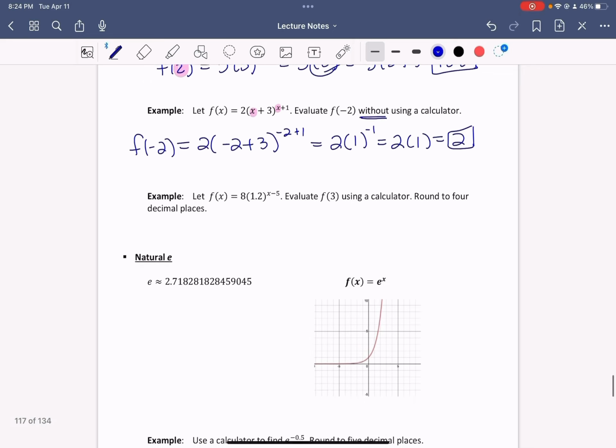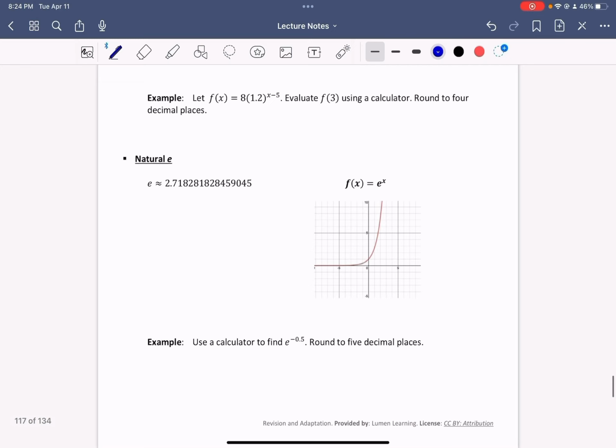Let's look at this next one. It says, let f of x equal 8 times 1.2 to the x minus 5. Evaluate using a calculator, round to 4 decimal places. And so f of 3, again, we're replacing x everywhere in the problem with our new value of 3. So it gives me 8 times 1.2 to the 3 minus 5. Now, I might want to go ahead and clean that up myself. That would give me a negative 2. And then by all means, I'm going to have to go to my on-screen calculator to help me with that. So let's look at what that looks like.